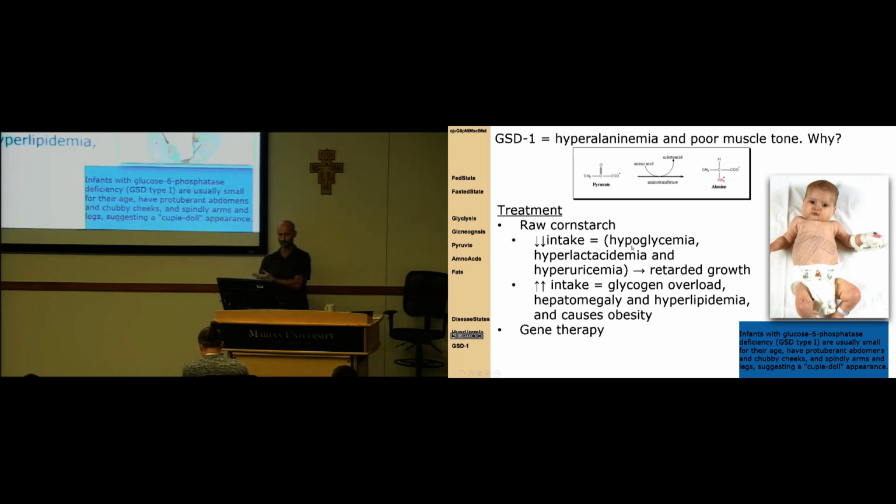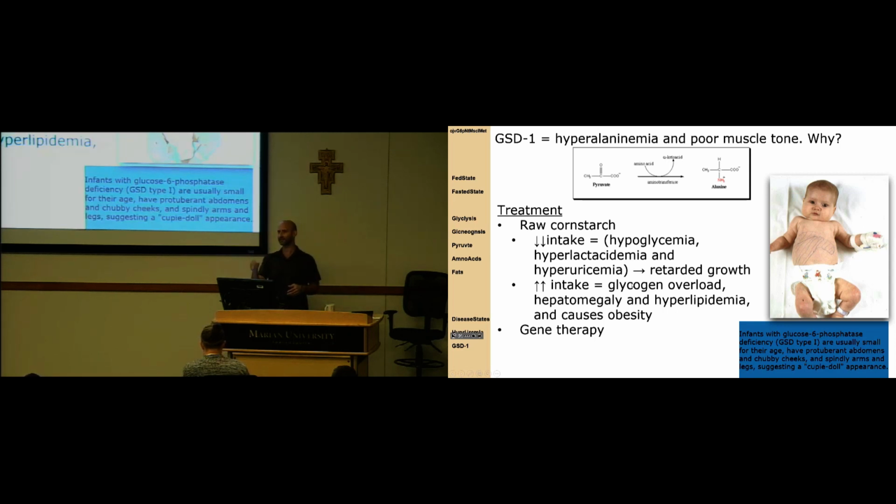Low glucose, hyperlactidemia, all these things we talked about, hyperuricemia, retarded growth. If they take it a lot, then they can have glycogen overload because you're still giving them way too much sugar and it fills up their liver, okay? So this is again a case where gene therapy could be great.